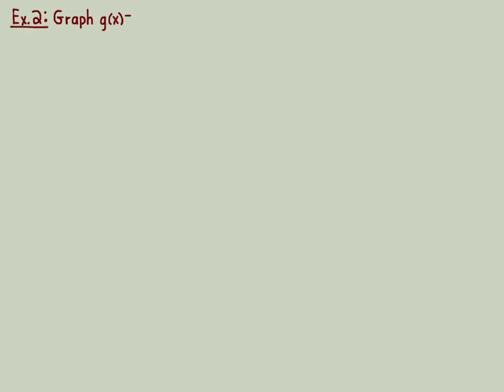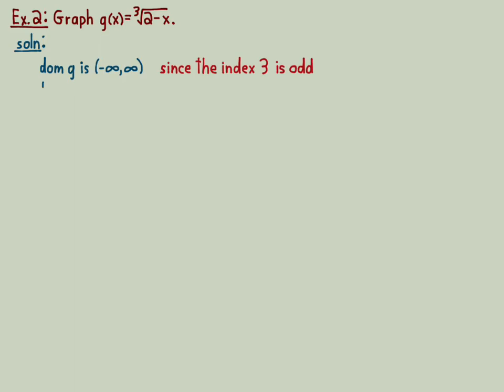Okay, so graph g of x equals cube root of 2 minus x. Solution: the domain of g is negative infinity to infinity. Why? Because it's a cube root of a polynomial, actually a binomial, right? And so there's no restrictions on anything, so you get all real numbers as the domain, since the index 3 is odd.